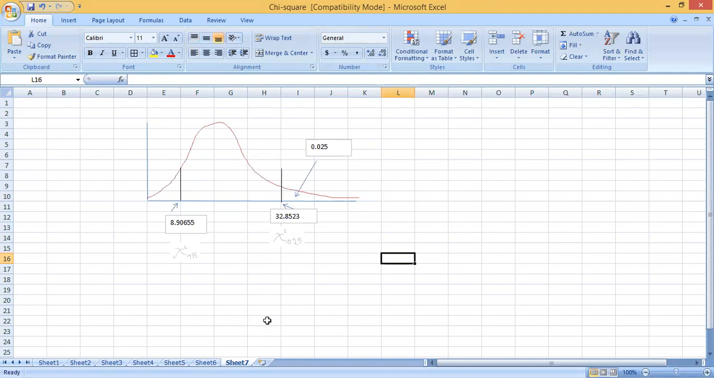In the graph here, you can find the chi-square distribution with 19 degrees of freedom, and you can see that the chi-square values are between 8.90655 and 32.8523. It means that when a random sample is selected from a normal population, there is a 95% probability that the chi-square value will be between this and this. Clear?